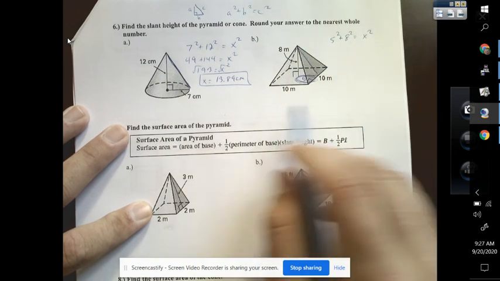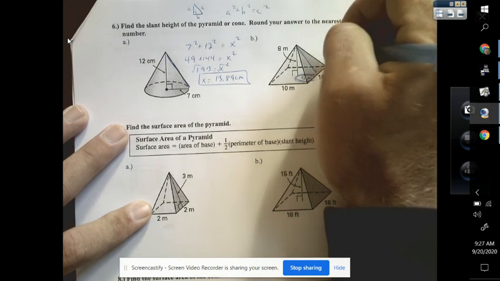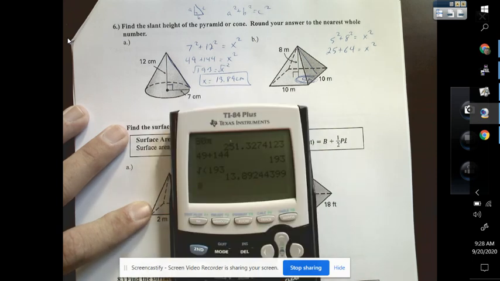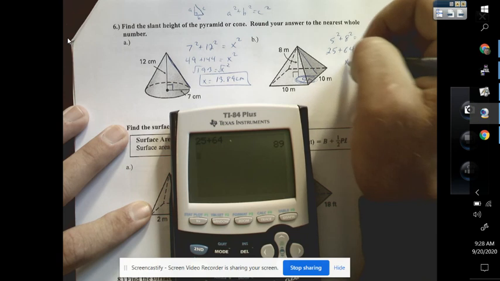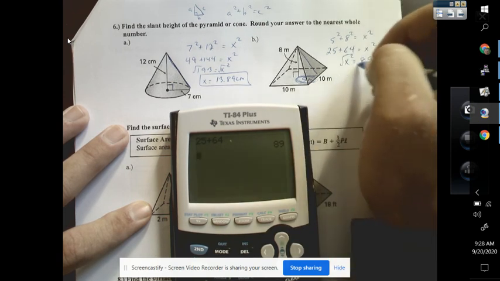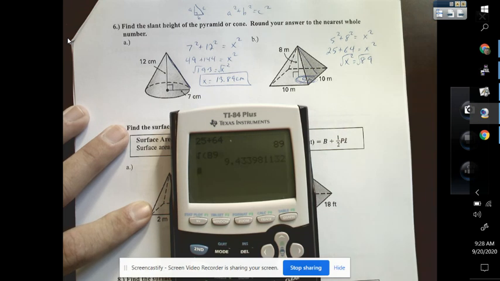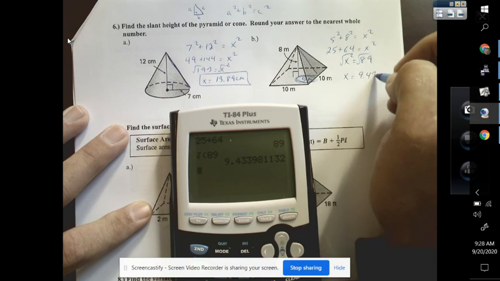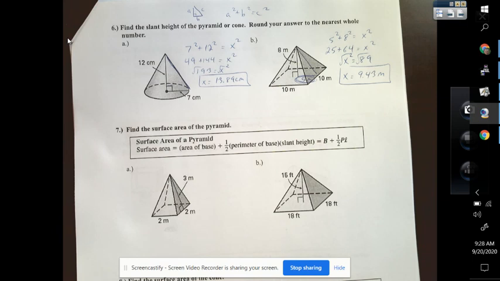They're going to try and trick you every now and then. 25 plus 64 equals x squared. So again, back to my calculator, 25 plus 64, we get 89. The opposite of squaring is the square root. Square root of 89, I get x equals 9.43 meters. And notice that we're not doing meters squared here, we're just doing meters because we're finding that distance, not the actual surface area, okay?